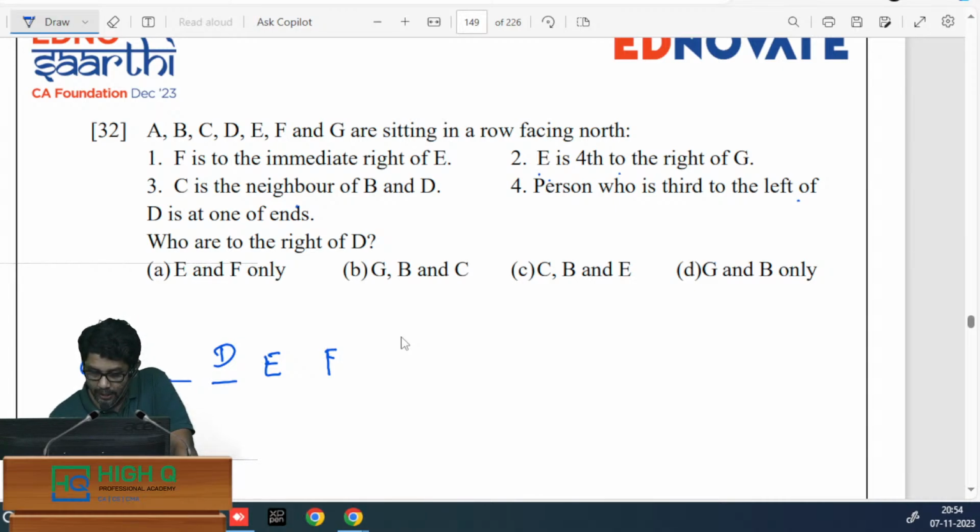Now, C is neighbor of B and D. Has to be this. Now, who is missing, my dear? A is missing. Is that correct? G, B, C, D, E, F, A. Now, what is the question? Who are to the right of D? E, F, A.